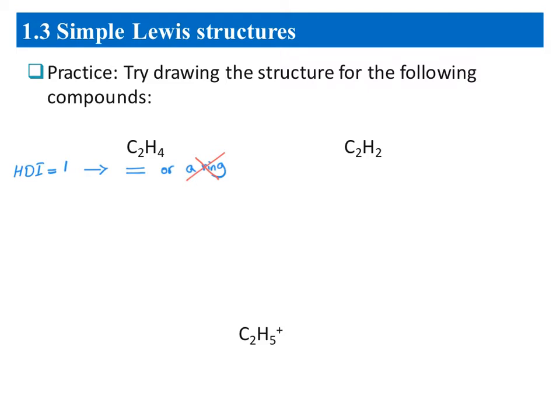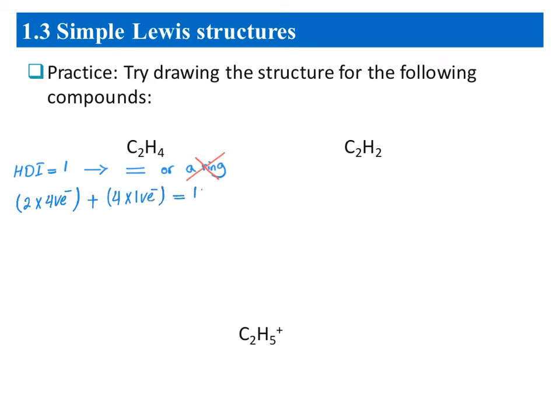Now let's do the regular 6 steps that we talked about before to draw its Lewis structure. The first step is to calculate the number of valence electrons. We have 2 carbons here. Each carbon has 4 valence electrons. And we have 4 hydrogens. Each has 1 valence electron.